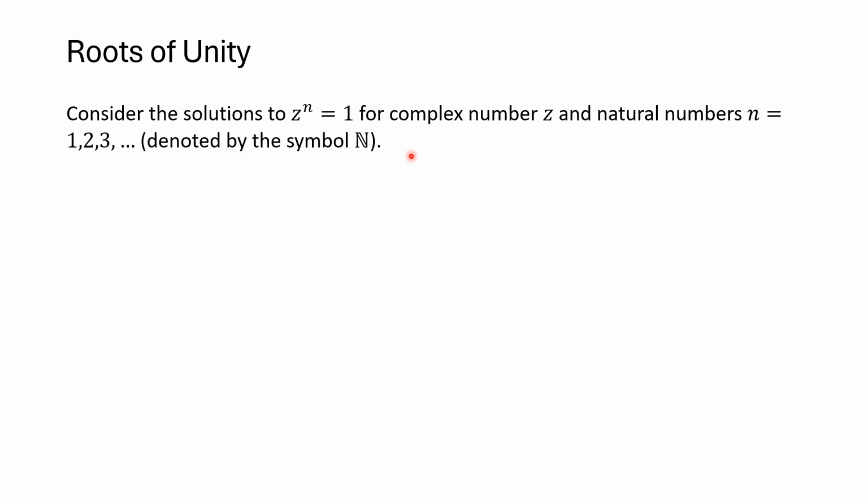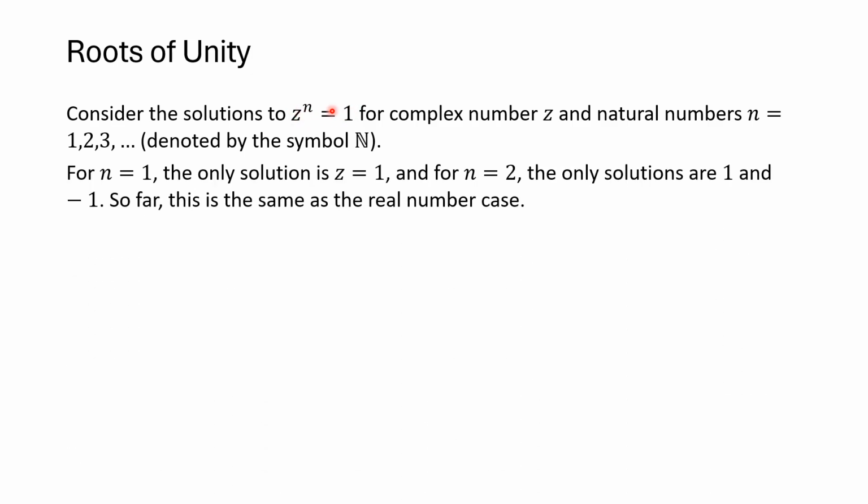Roots of unity. Consider the equation z to the n equals 1 for some complex number z, and n is a natural number, 1, 2, 3. Our problem here is to find the possible values of z that satisfy this simple equation. In the case of n equals 1, there's just the one solution, right?